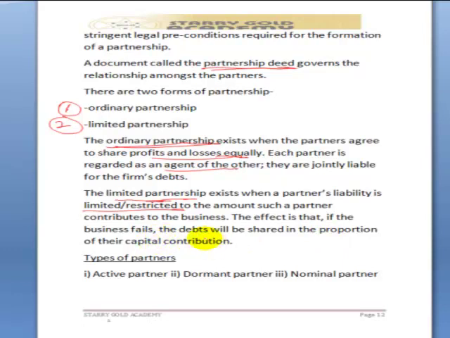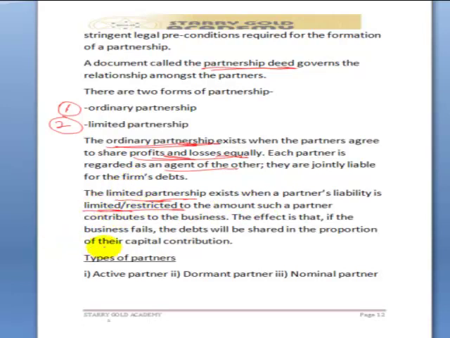Let's pause at this moment and compare ordinary partnership with limited partnership. Ordinary partnership, we have been told, exists when the partners agree to share profit and losses equally, whereas a limited partnership is said to exist when the partner's liability is limited or restricted to the amount that partner has contributed to the business.